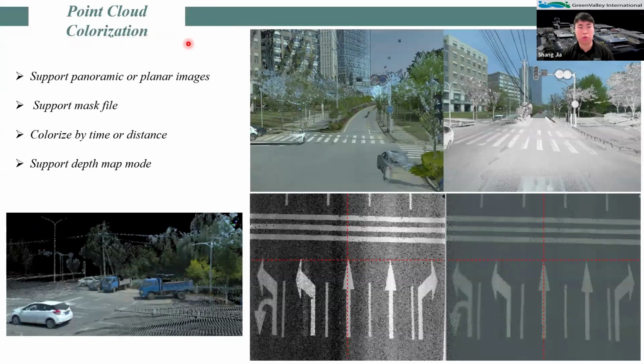Here's the colorizing point cloud, which supports panoramic or planar images, and also supports mask files. You can colorize by time or distance, and it supports depth map mode.